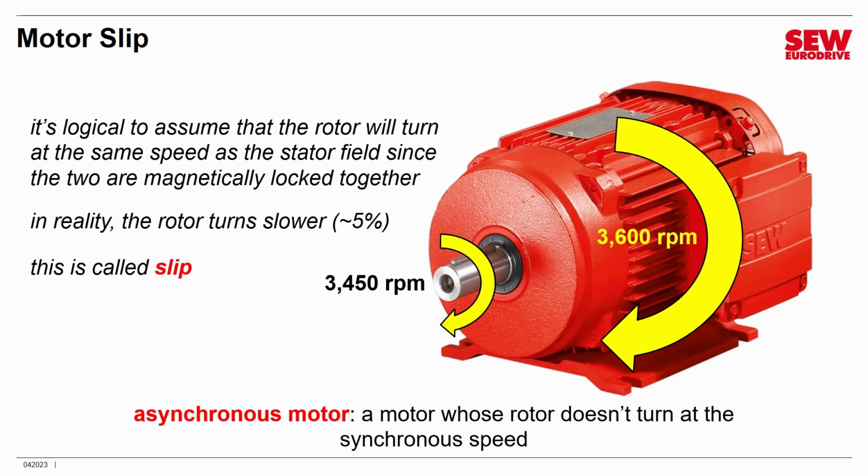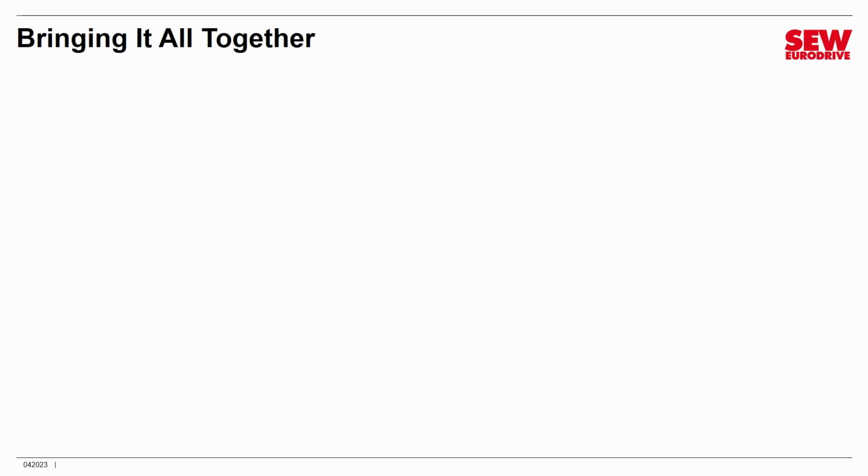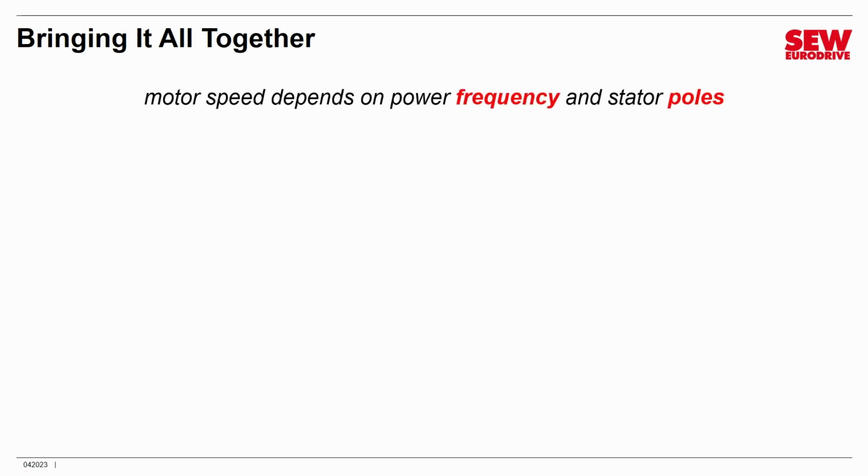All right, that's probably familiar to most of you, but maybe for some of you that was new information. So there you go. So let's bring it all together. Motor speed depends really on two things: the frequency of the power you feed it and the number of poles in the stator. And there's a nice simple little equation that lets you calculate the synchronous speed. Simply take 120, multiply it by the frequency, and divide by the number of poles.